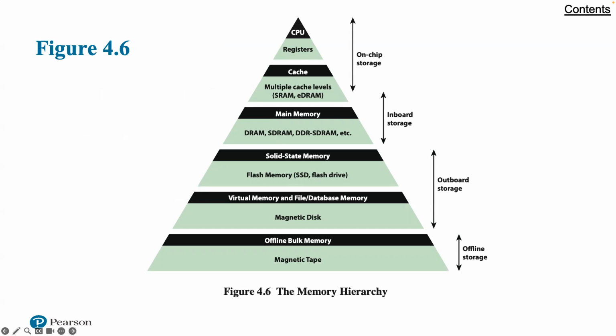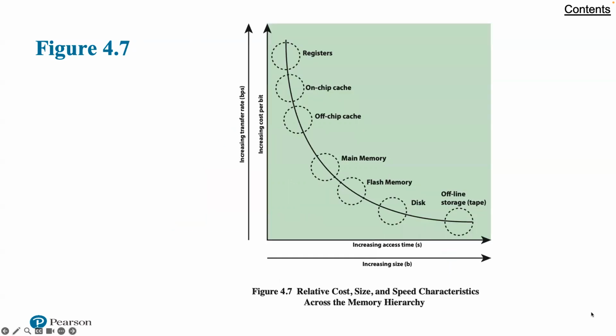And so that's what we're showing with this figure here. As one goes down the hierarchy, the following occurs: decreasing cost per bit, increasing capacity, increasing access time, decreasing frequency of access of the memory by the processor. And so those are the things that we need to be thinking about. Magnetic tape would probably be great, but it's not going to be something very responsive. CPU is going to be very responsive, but it's going to be very expensive. So those are the kind of things that we need to be considering.